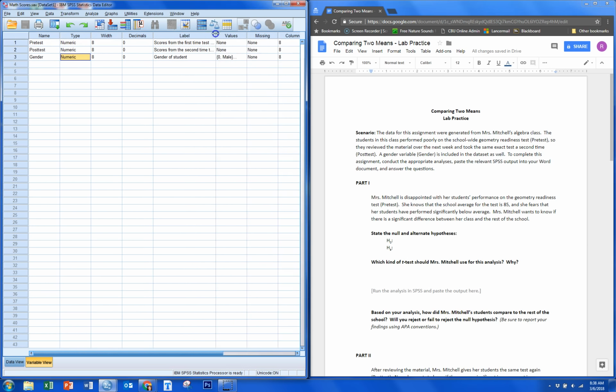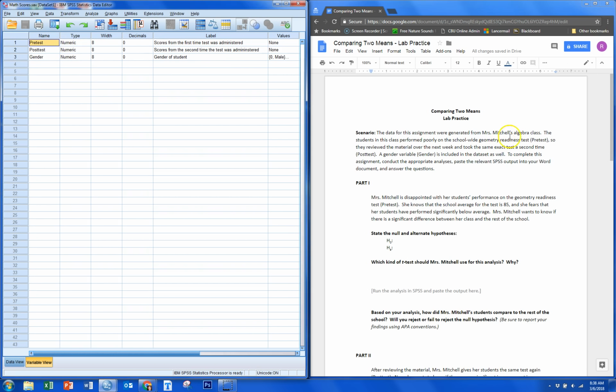This variable is labeled scores from the first time the test was administered. So these are high school kids in a math class. They're taking algebra, and the teacher, Mrs. Mitchell, is trying to get them ready for geometry. So there's a school-wide geometry test. It's standardized, and everybody takes it before they move on. So these are the kids' scores from the first time they took that test. Pre-test. Post-test, these are the scores from the second time the test was administered.